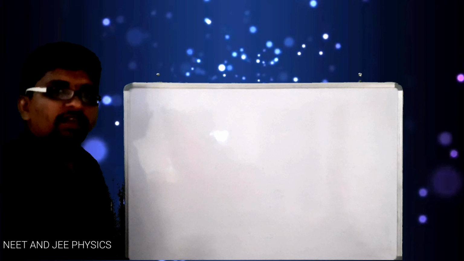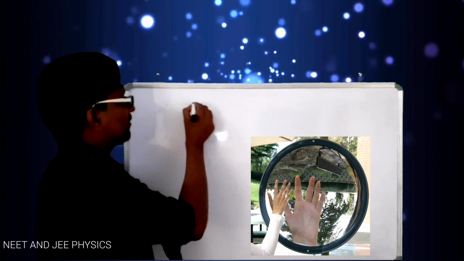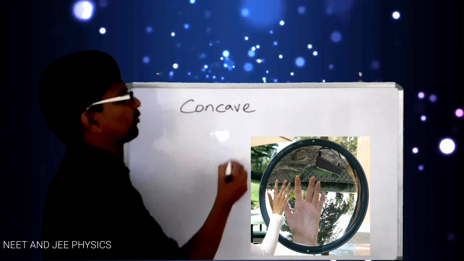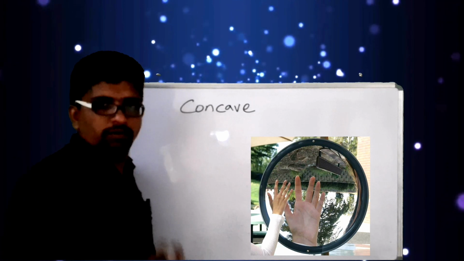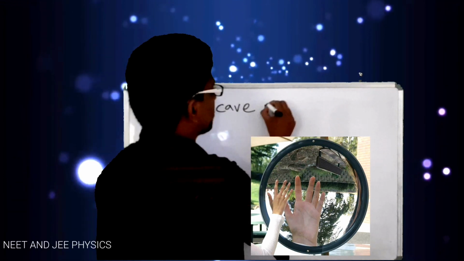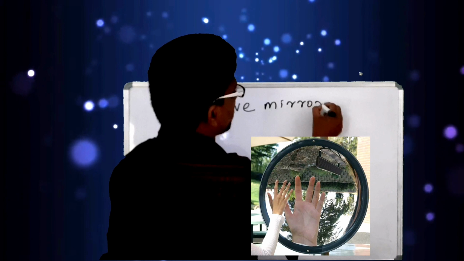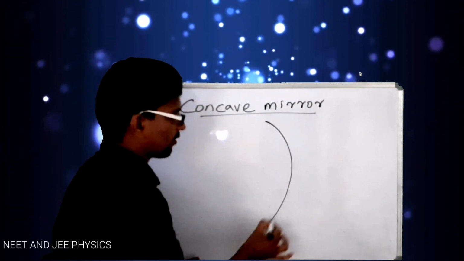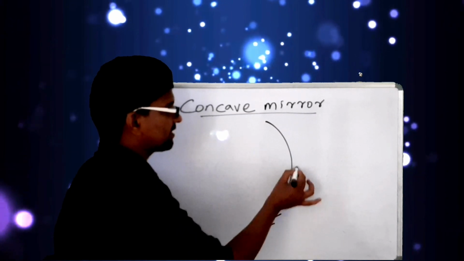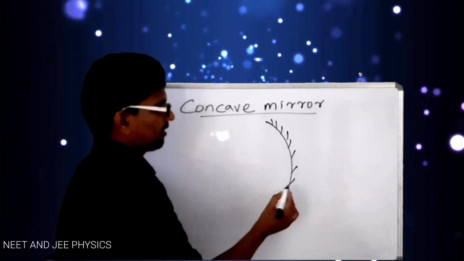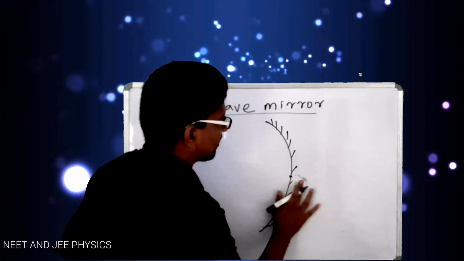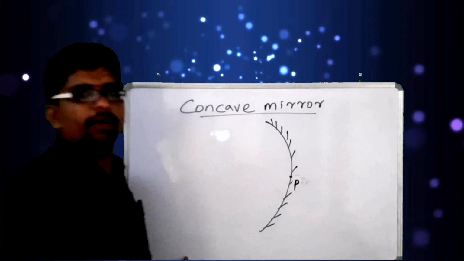We have two types of spherical mirrors. First one is concave, and the second one is convex. So first we can discuss the concave mirror. Suppose this is a concave mirror. The midpoint of this concave mirror is called the pole of the mirror.